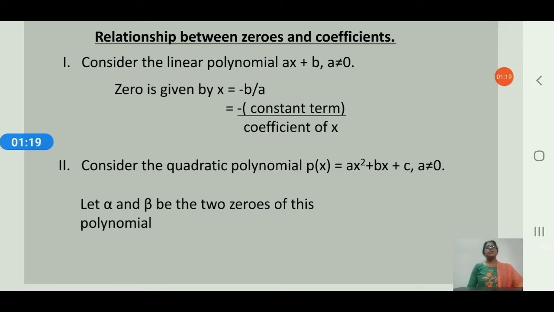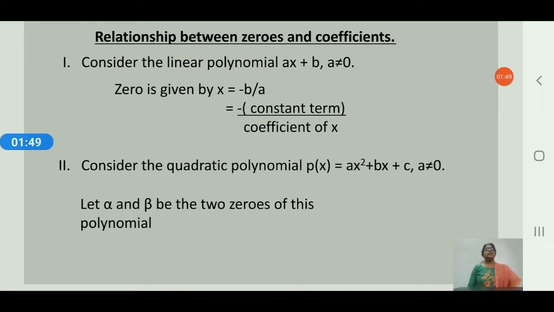Then, today we are going to study about the relationship for a quadratic polynomial. We know the general form of the quadratic polynomial is ax square plus bx plus c, where a not equal to 0. A, b, c are real numbers. Then what is a? A is the coefficient of x square. Then what is b? B is coefficient of x and c is a constant term.